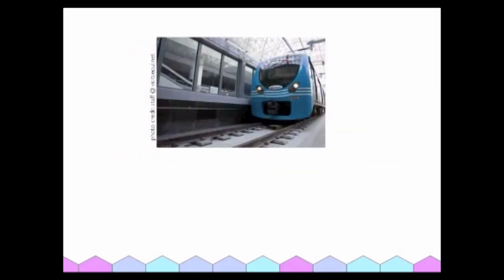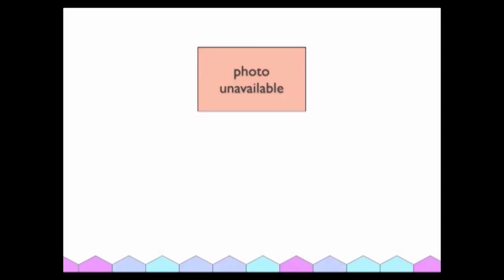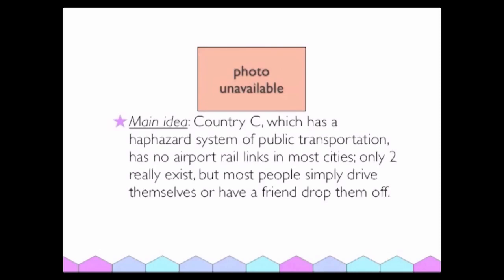You've come to your next article, and you discovered from reading that the main idea is the airport rail link in country B is a smashing success. It fits well with existing infrastructure in that country, such as other transportation systems. People like it, government likes it, employees working there like it. It's great. You've come now to reading 3. This country, country C, has a haphazard system. Public transportation is not well integrated. There are no airport rail links in most cities. Only 2 or 3 really exist, but most of the people in the country have to drive themselves or have a friend drop them off at the airport when they go somewhere.